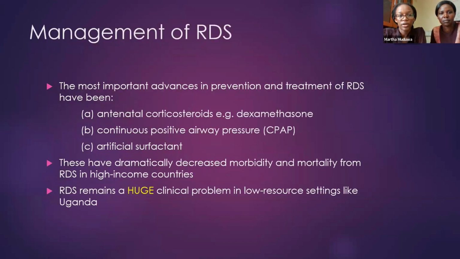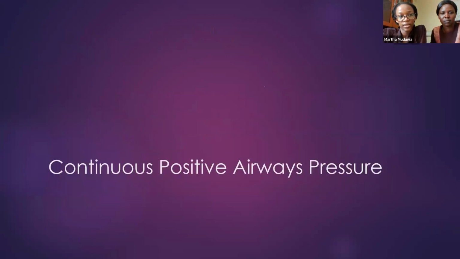So how do we manage RDS? We've mentioned the most important is to prevent. So we've mentioned antenatal corticosteroids like dexamethasone, then use of CPAP, and then surfactant is also very important in this. So we've had a decrease in morbidity and mortality in high income settings with those treatments, that is CPAP, artificial surfactant, and the steroids. But RDS is still a very big problem in our setting, like in Uganda and other low resource settings. So let's now move on to talk about CPAP.